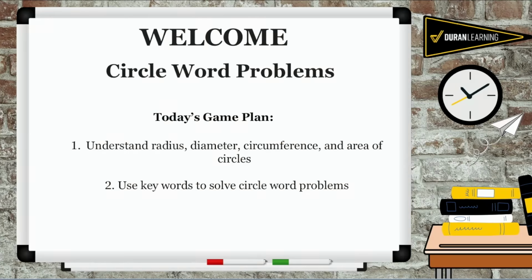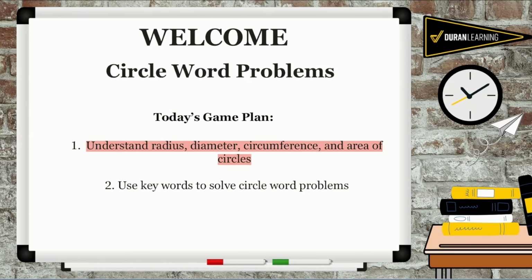So let me go ahead and highlight all of this because that's the first thing we're going to do. We're going to understand the radius, diameter, circumference, and area one by one. And then once we have a good understanding of what that looks like on paper, on an actual circle, we're going to elevate that understanding after some examples into word problems where they're not going to tell you what the radius is or what the diameter is or what the circumference is or the area is.